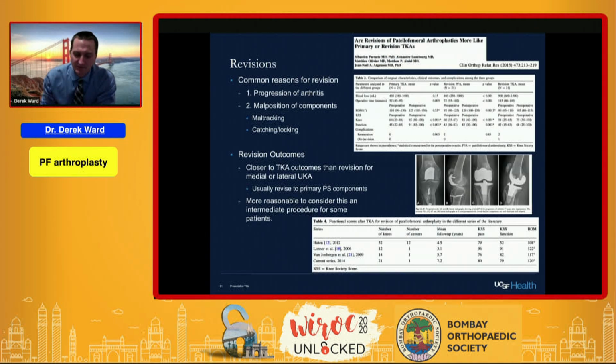In terms of revisions, one of the things that makes this possibly a staged or intermediate procedure for some patients is that the outcomes of revisions tend to be closer to a primary total knee than they do for medial and lateral unis. Thus, I can go to this procedure with a little bit more confidence, even if I know that the patient may need a revision down the road.